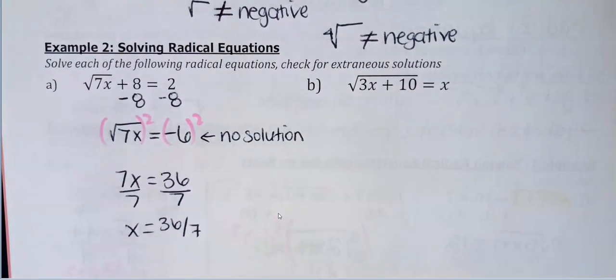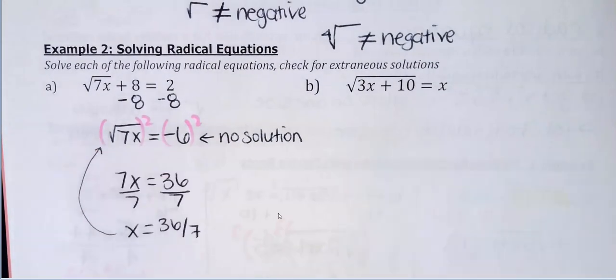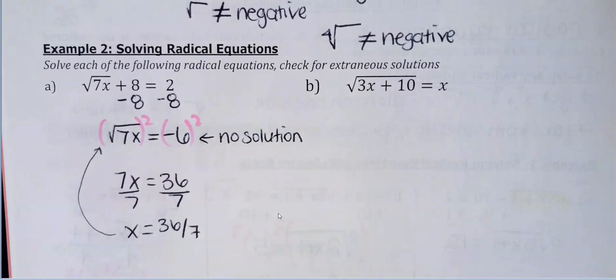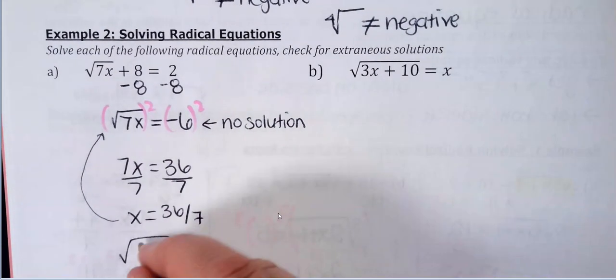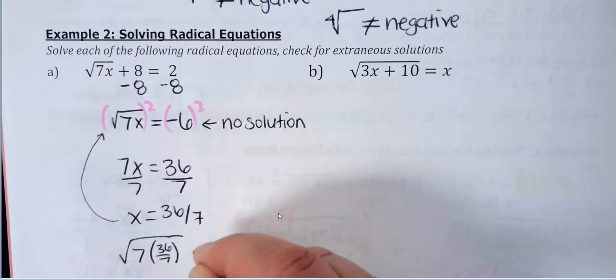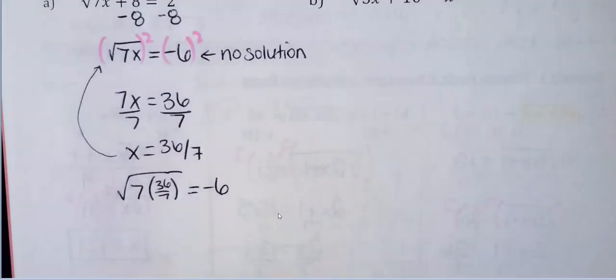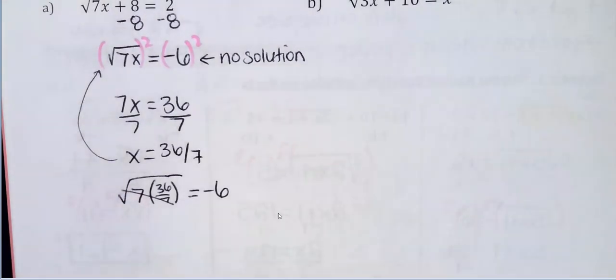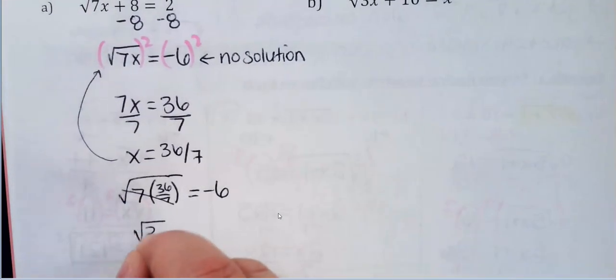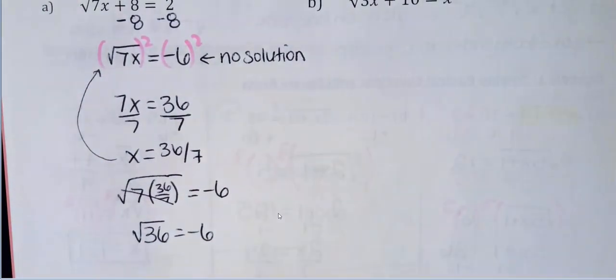But I'm just going to show this to you real quick. If you plug that back in, and I would always plug it back in where you have the radical by itself, you'd have the square root of 7 times 36 over 7, and then that'd be equal to -6. I know that looks garbagey, but actually the 7 and the denominator just cancel each other out. I get square root of 36 equals -6. If you do square root of 36 on your calculator, it's positive 6, right? That's the extra solution here.